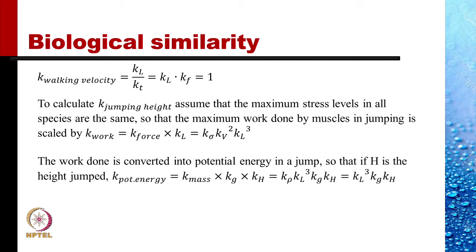To calculate the jumping height, we use a trick. We assume that the maximum stress level in the muscles in all species is the same. If the muscles do work, they exert force, and we assume that the maximum stress levels in all muscles, in all species, is the same, so that the maximum work done by the muscles in jumping is scaled by K work.